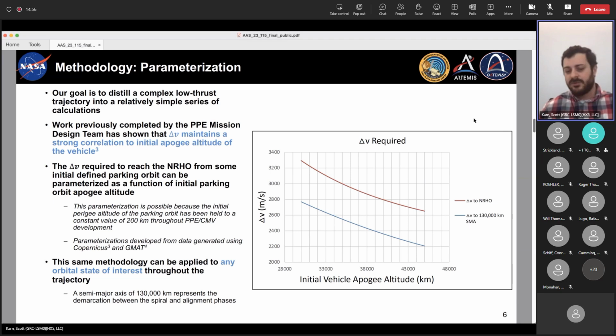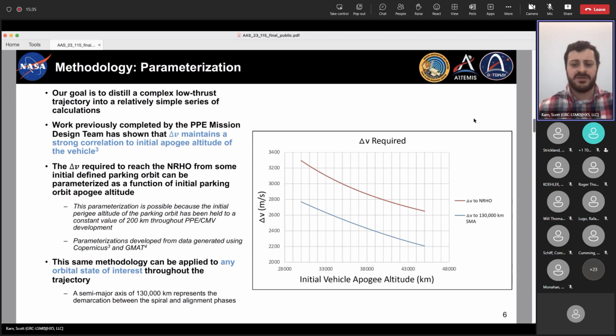This is possible because from DRM to DRM, and as we move through different design cycles of PPE, the parking orbit perigee is held constant at 200 kilometers. That's an operational constraint, and also comes, I believe, from some heritage missions with our prime contractor. But because of this constant perigee altitude, as we change other aspects of the vehicle, the only degree of freedom in an inertial parking orbit is apogee altitude. And so we can parameterize the delta V required to reach the NRHO by the initial apogee altitude of this parking orbit. And that's this red curve here on the right.